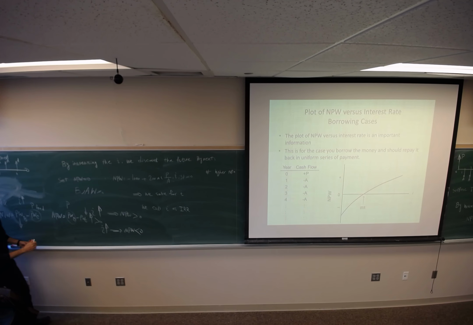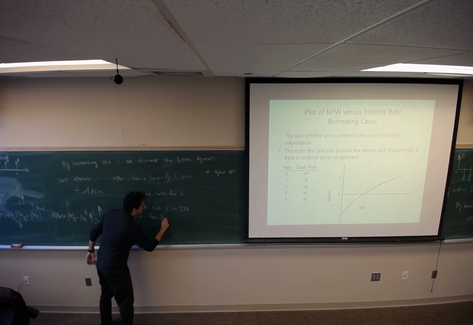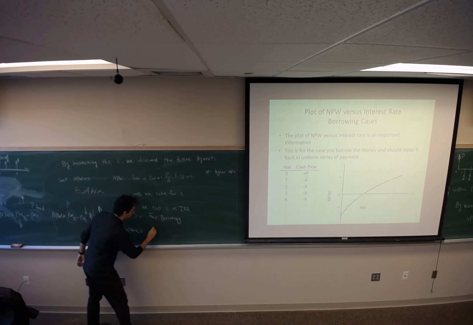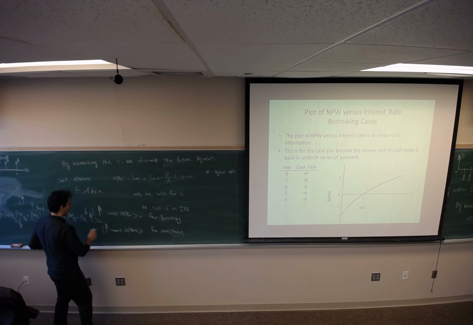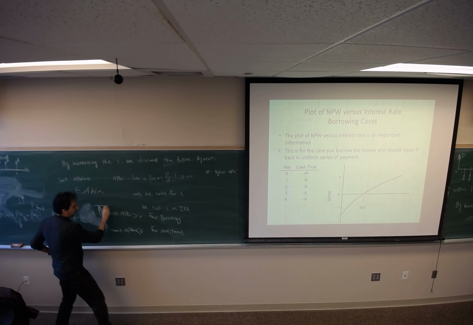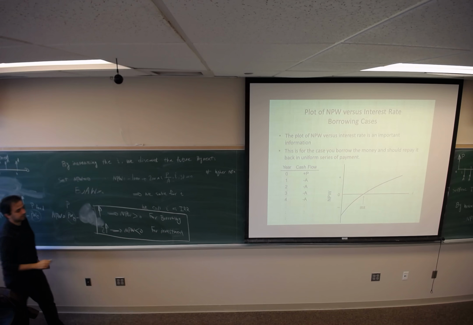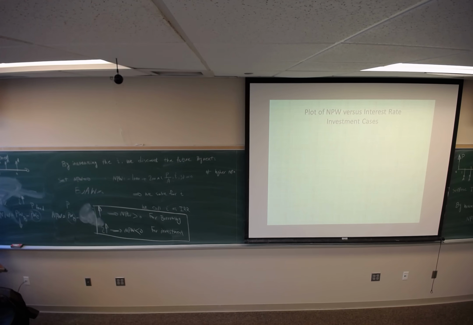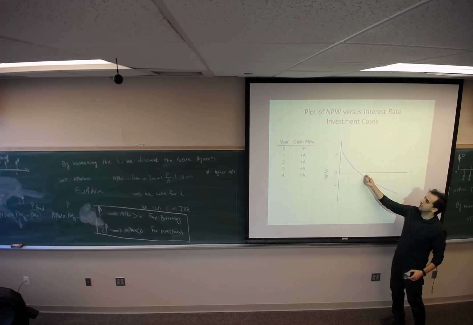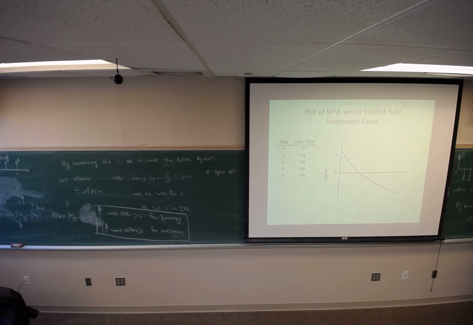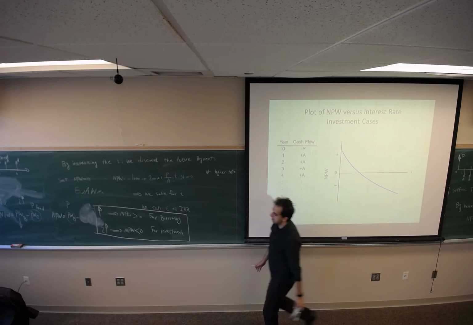For borrowing. For investments, it's vice versa. I mean, it's going to be in the opposite direction. By increasing the I, we get the negative net present worth, and by decreasing the I, we are getting positive net present worth. Good.